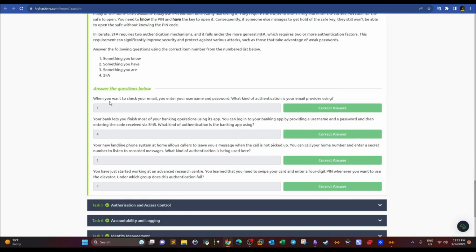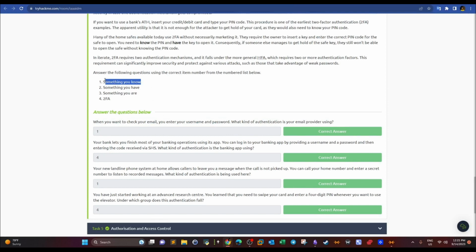Okay. When you want to check your email, you enter your username and password. What kind of authentication is your email provider using? It is something you know here. We explain these in the document. Something you know, it is something you memorize in your mind. Password, passphrase, PIN.